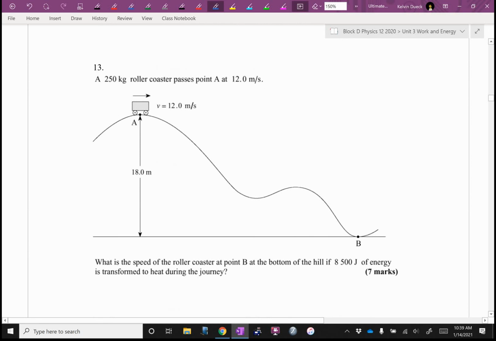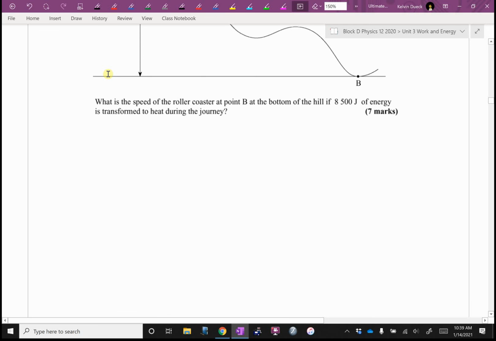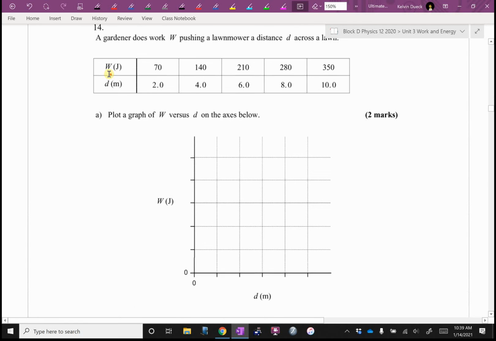Definitely would have given you 13 last time. Roller coaster. Okay. So here is an example of a roller coaster, and this time they're asking us to include heat. My handwritten answer key is on Pit Math. You can always check.